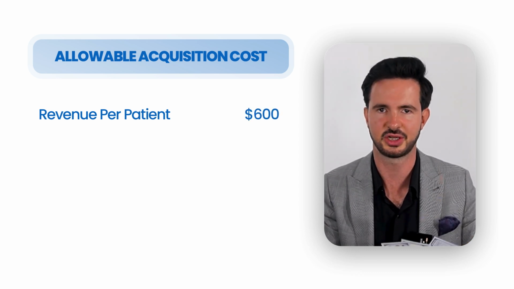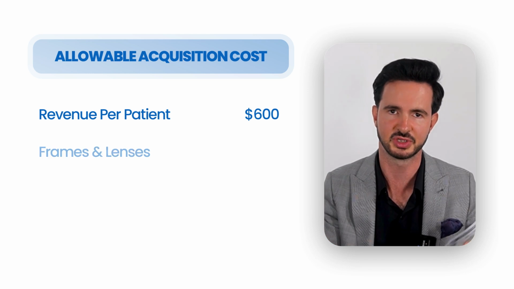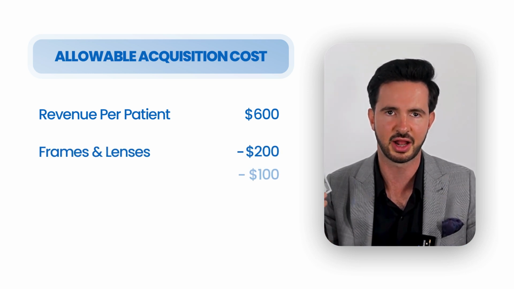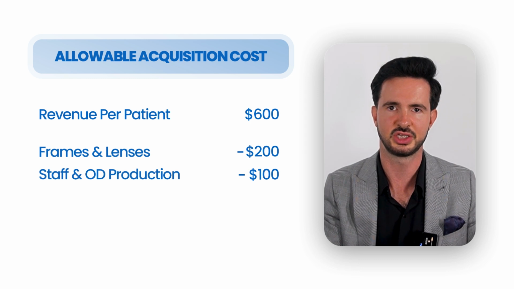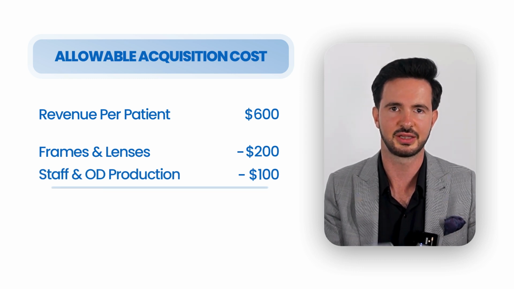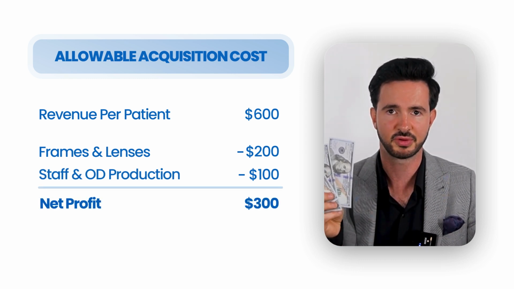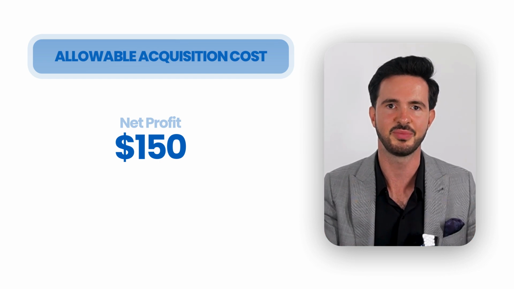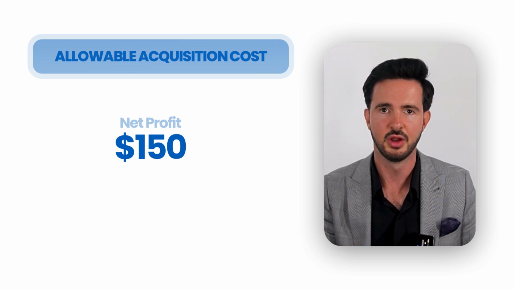And if they bring in $600, then probably your cost on frames and lenses would be $200 of that. Let's say that you have $100 going to your ODN team for production, and let's say that leaves you with about $300 of net profit. So what would you be willing to pay out of this $300 to predictably fill that appointment slot? $50, $100, $150, whatever makes sense for your practice we can work with. Maybe the calculation is different and your number is $40 or $70, whatever you want.